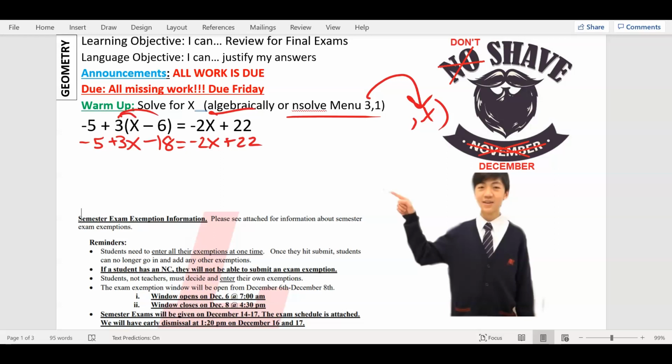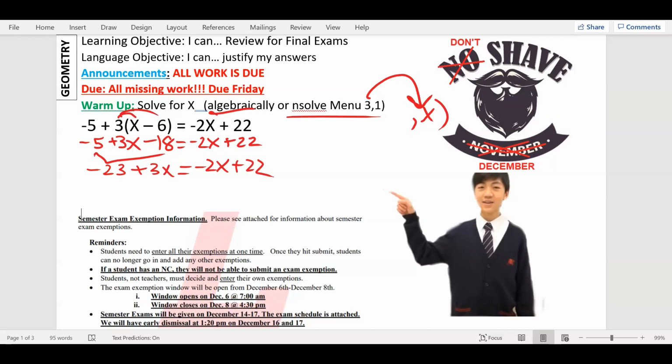Now we have two constants on the left-hand side, -5 and -18. You combine like terms, and -5 minus 18 is -23. Bring down plus 3x equals -2x plus 22.